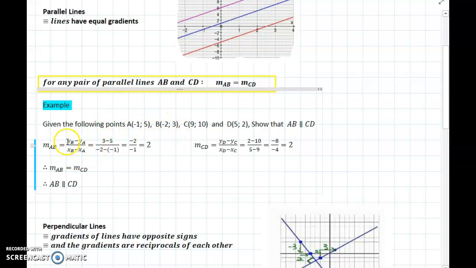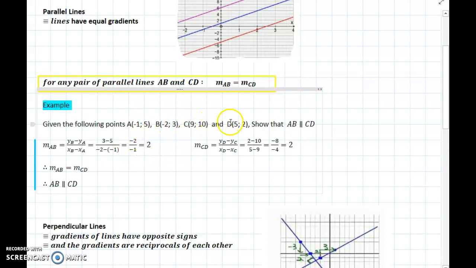And we write down our formula. It's the change in the two y values over the corresponding change in the x values. So I start with yB, 3 minus 5 over negative 2 minus 1. If I work that out, I get negative 2 on top, and negative 2 plus 1 gives me negative 1. A negative divided by a negative is a positive. So the gradient of the line AB is 2.